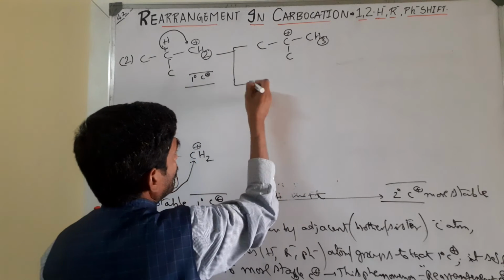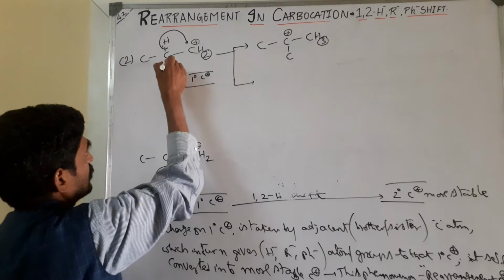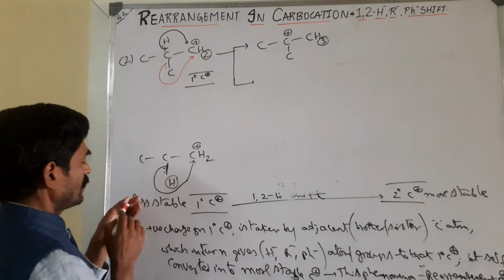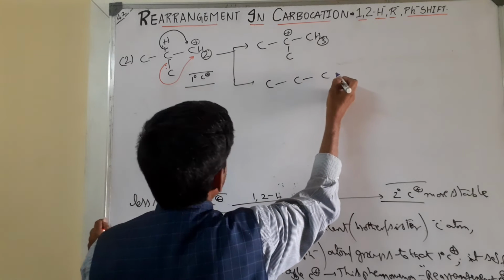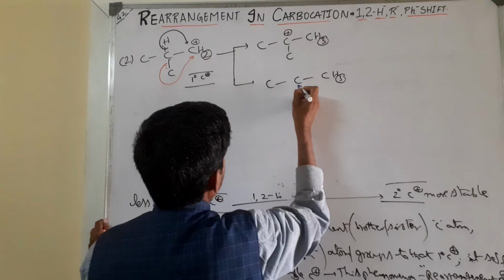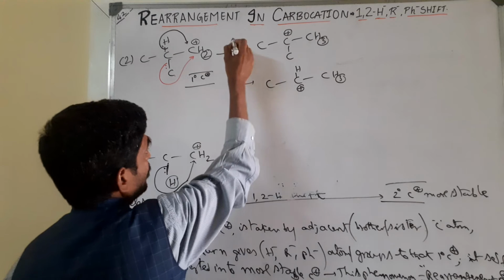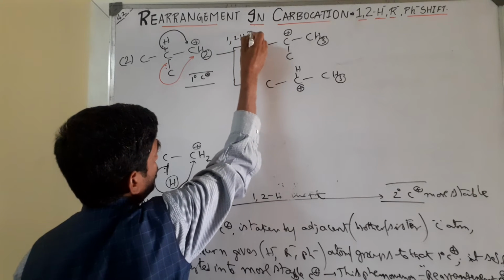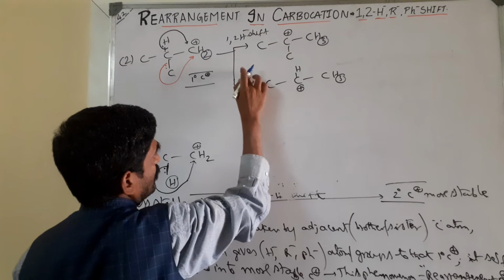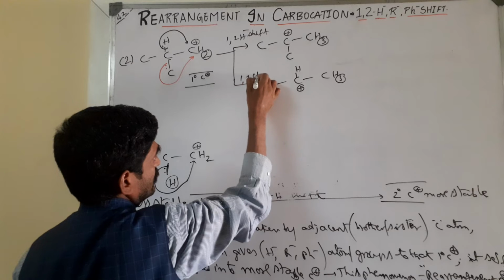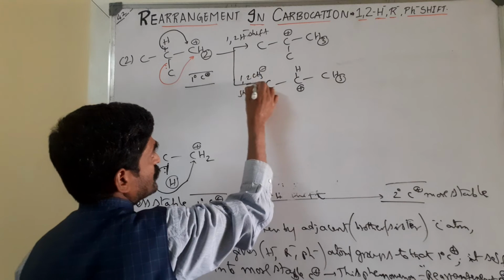Or otherwise, if the methyl group is shifted, it takes up the 2 electrons and makes a bond with this carbon. Then what do you get? This becomes CH3, and here this hydrogen atom is there, and this gets the positive charge, right? So here a 1,2 hydride shift takes place, and in this case a 1,2 methyl group shift takes place. Then which is correct?